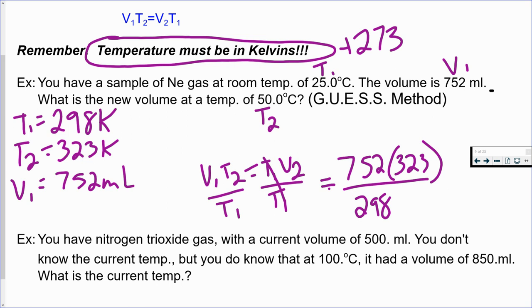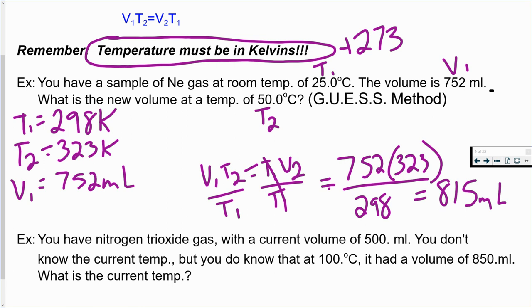Here's where we can do a little quick check. Our temperature increased, so the temperature on the top should be bigger than the temperature on the bottom. 323 is bigger than 298. Multiply it, you're going to get 815 milliliters. And that's a Charles's Law example.